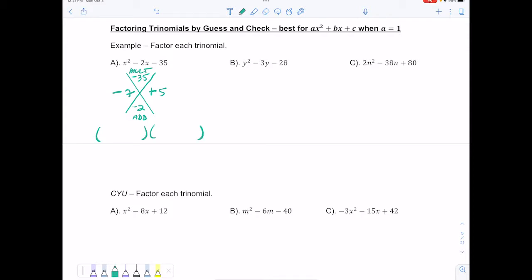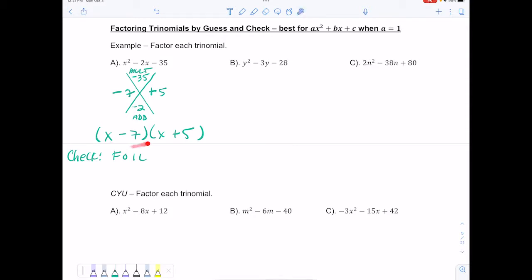You're going to make two sets of parentheses, and we're going to split up this x squared into x times x. And then I'm just going to throw my numbers in. I've got a negative 7 and a positive 5. To check this, you can FOIL, which remember means first, outer, inner, last.